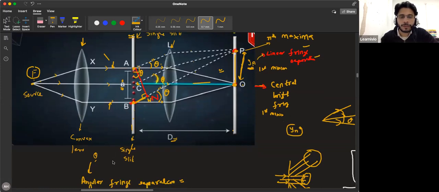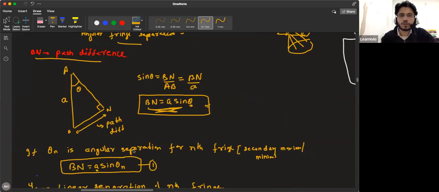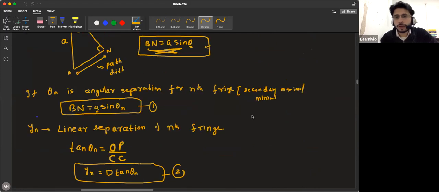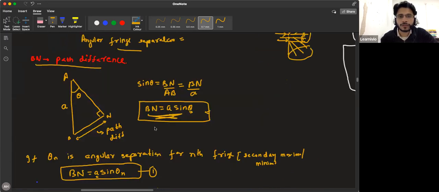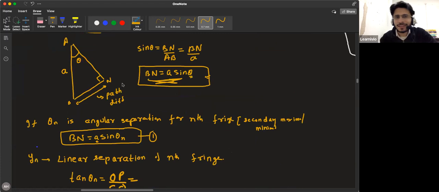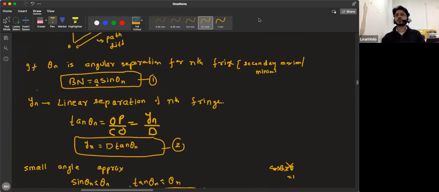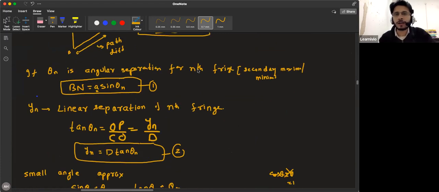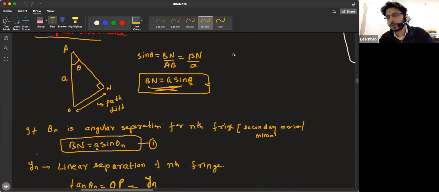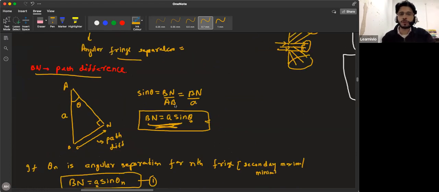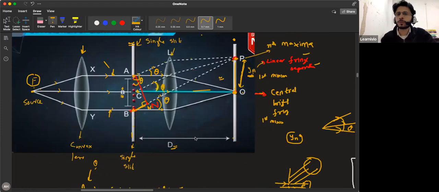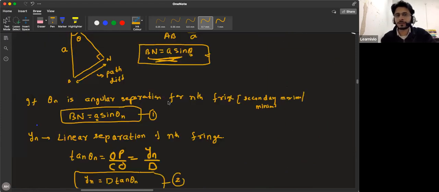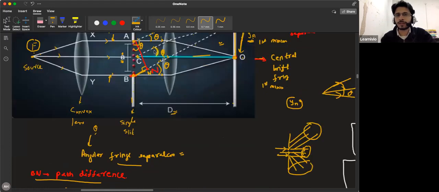OP divided by CO. How much is OP? If you look at this diagram, OP is yn and CO is equal to d. So you can write this as yn divided by d. See, this n in the subscript simply shows that this is for a particular fringe, the nth fringe. If it is for the first fringe, then we will put a subscript 1 here. For the second fringe, we will put a subscript 2 here.